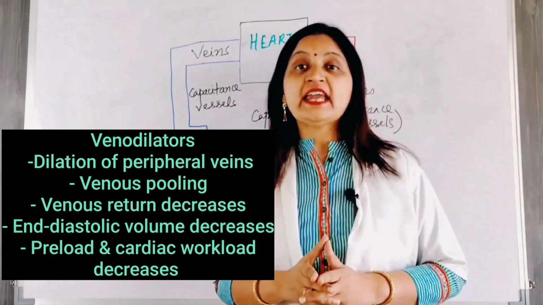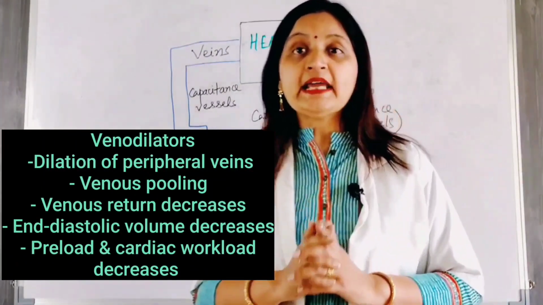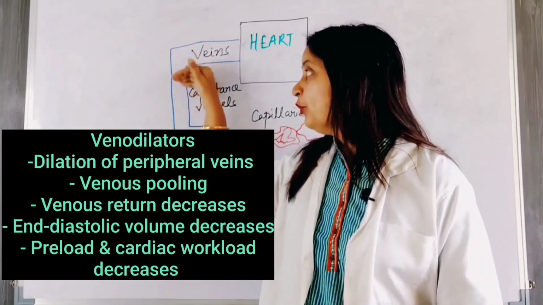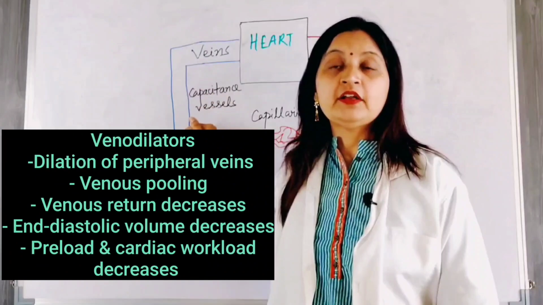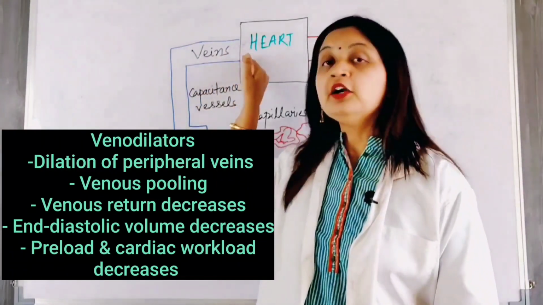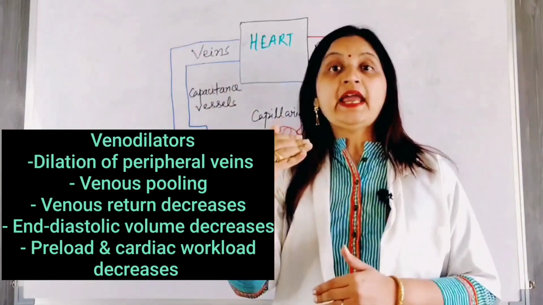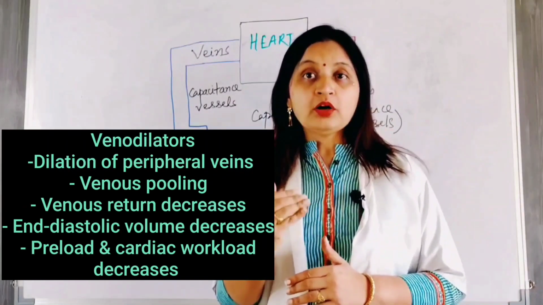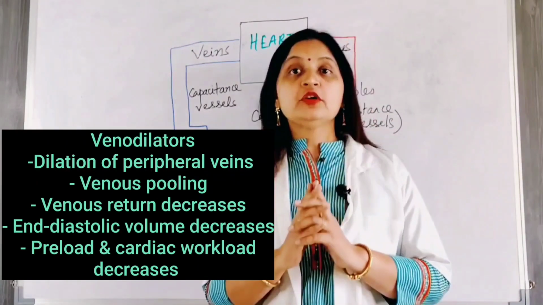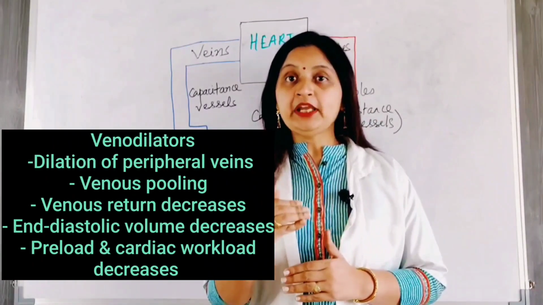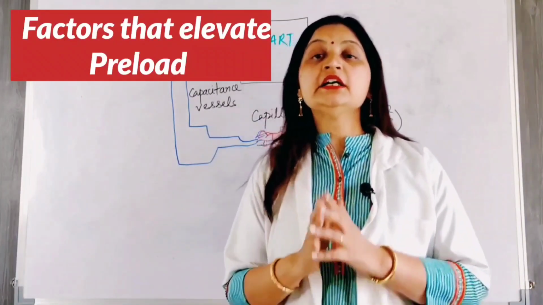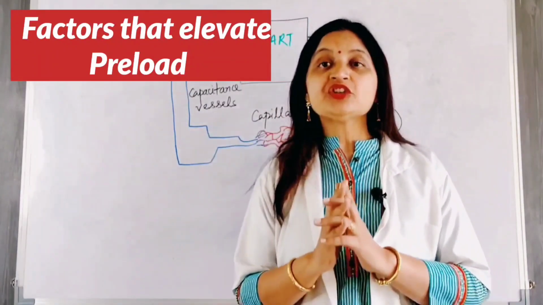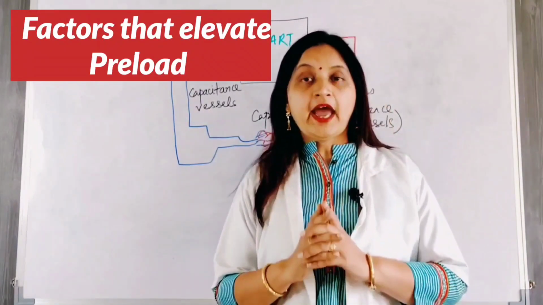Greater the end diastolic volume, greater is the preload. Therefore, pharmacologic agents that act as venodilators dilate the veins, and this causes pooling of blood in the peripheral veins. So the venous return to the heart decreases, the end diastolic volume decreases, and this decreases the workload on the heart. So now that we know that elevated preload can lead to heart failure, let us see what are the factors that are responsible for causing elevation of preload.